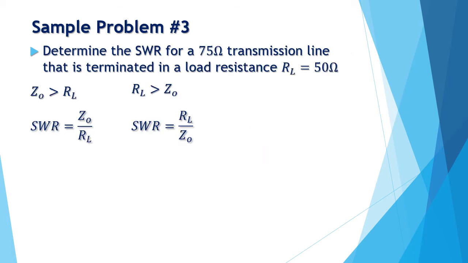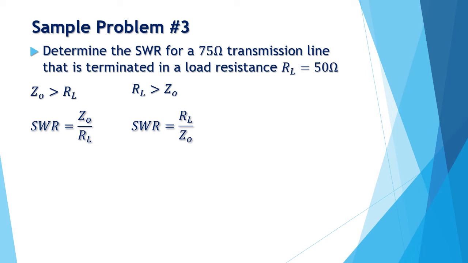Sample problem number 3. Determine the SWR for a 75 ohm transmission line that is terminated in a load resistance R sub L equal to 50 ohms. Now to solve for this, we have to recall the formula for SWR if we are given both the characteristic impedance of the line and the load resistance: SWR equal to Z sub O divided by R sub L, or SWR is equal to R sub L divided by Z sub O.